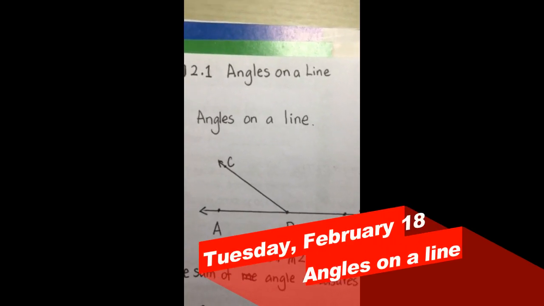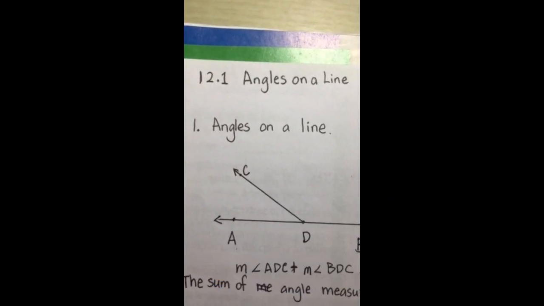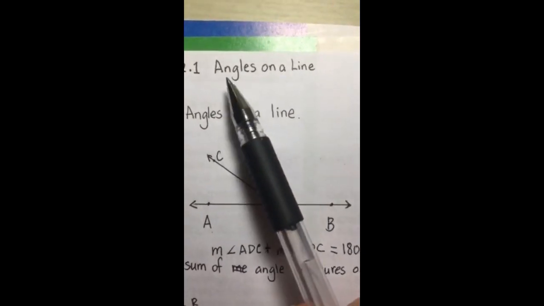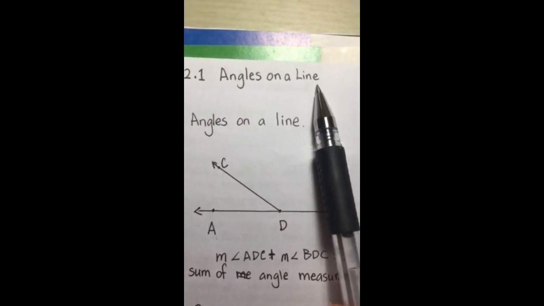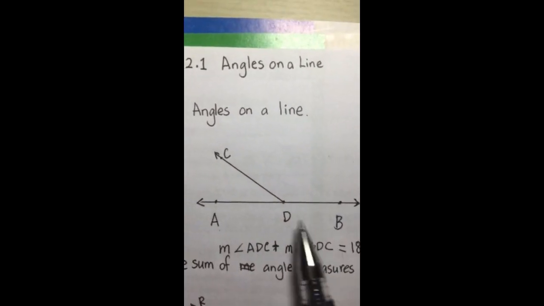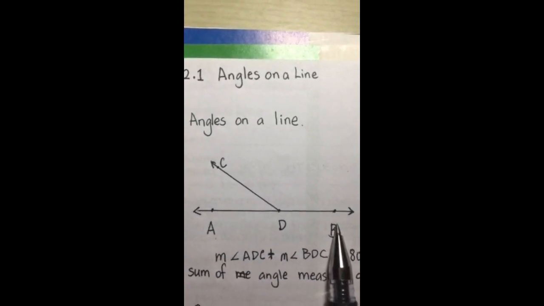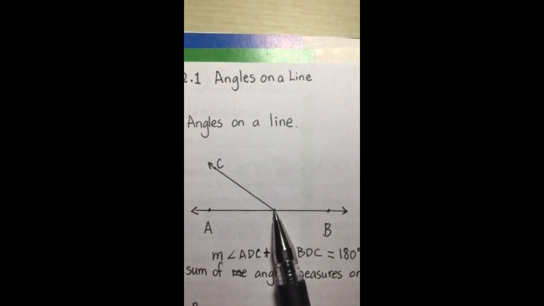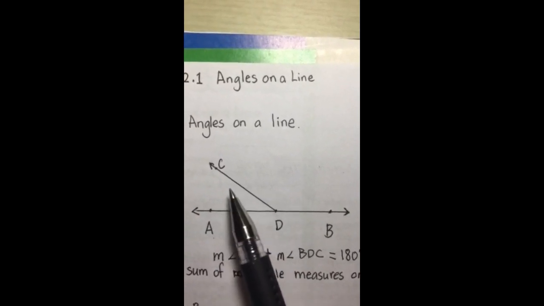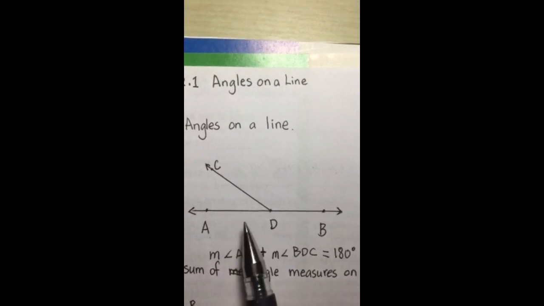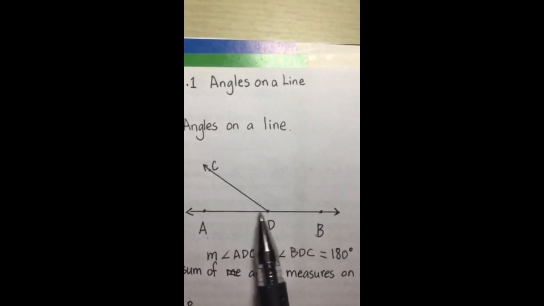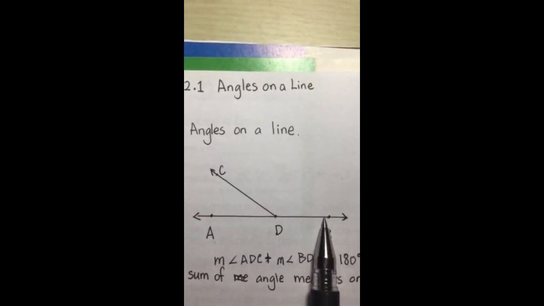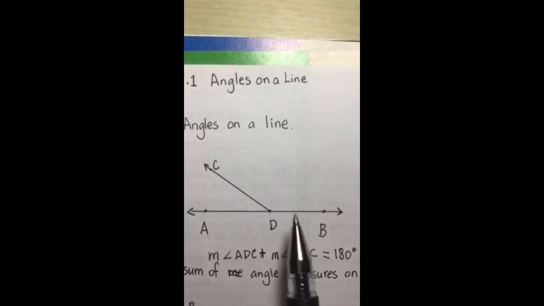Now, finally we get to learn chapter 12, lesson 1. The first lesson is called angles on a line. They are angles like this. Look, AB is a straight line and D is a shared vertex of two angles, angle ADC and angle BDC. So these two angles share the vertex and the two sides of them make a straight line. They are called angles on a line.